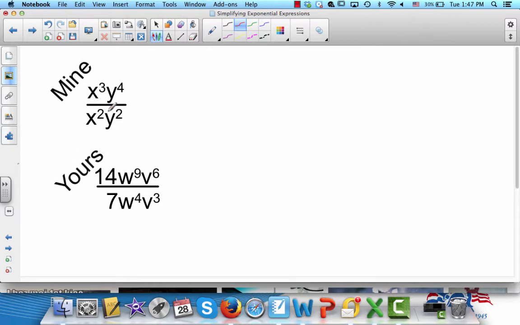All right, now one that, like I said, looks a little bit more complicated, but it's not really. You've just got to treat them like separate problems. So x to the third over x to the 2, that would be 3 minus 2 gives us x. And y to the 4 minus 2 gives us y squared. All right, you do this one on the bottom, and pause the video, and then come back to me.